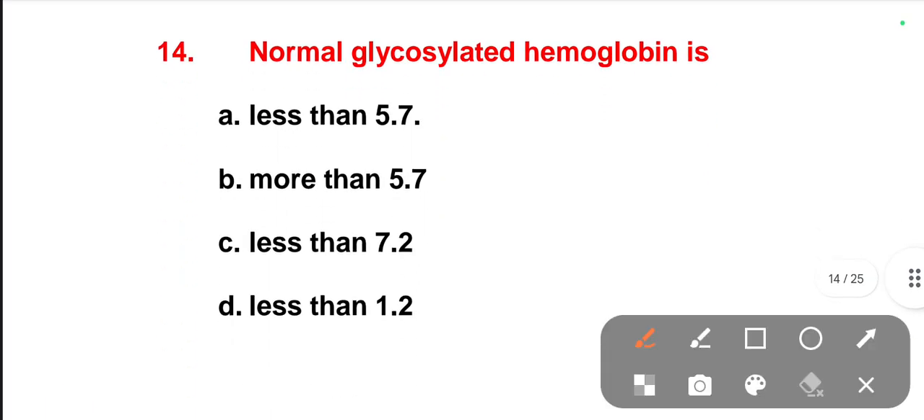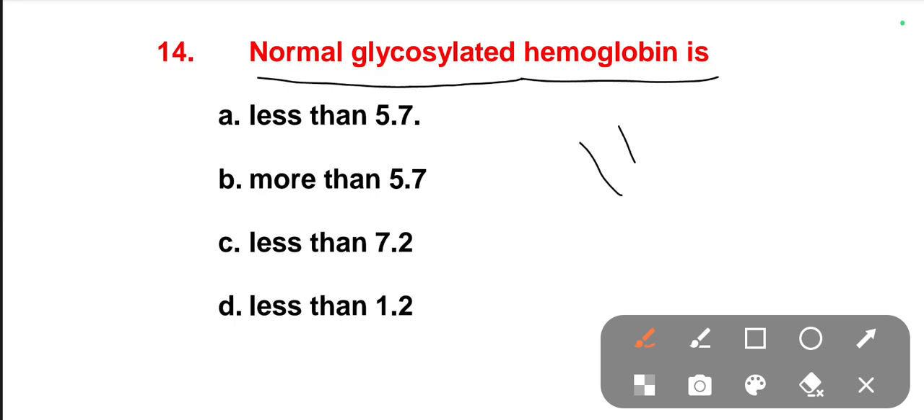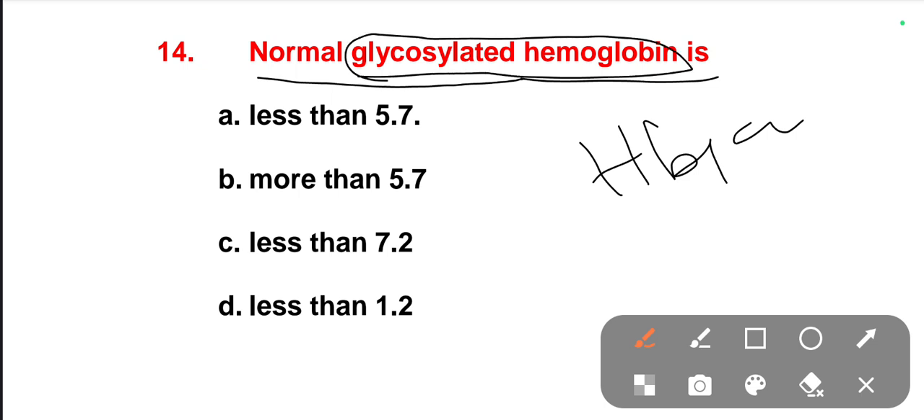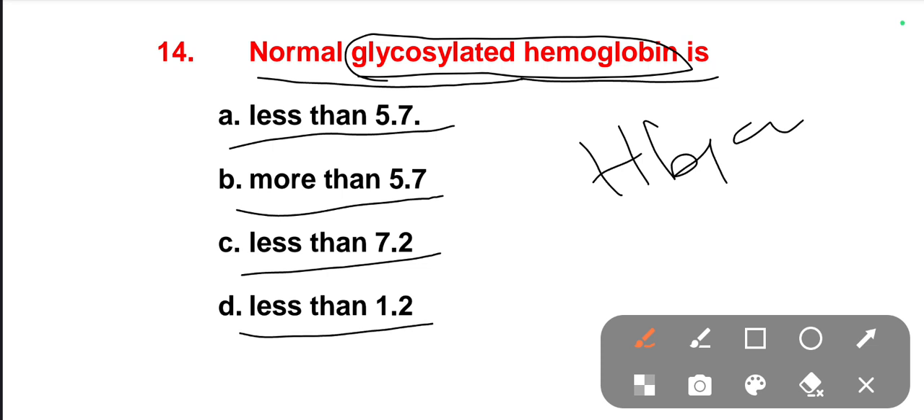Next one is normal glycosylated hemoglobin is. So what is a normal level of HbA1c? Okay, HbA1c is nothing but glycosylated hemoglobin. Glucose is combined with the hemoglobin, that is nothing but glycosylated hemoglobin. Options are less than 5.7, more than 5.7, less than 7.2, less than 1.2.